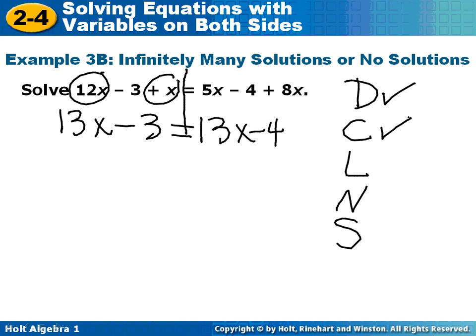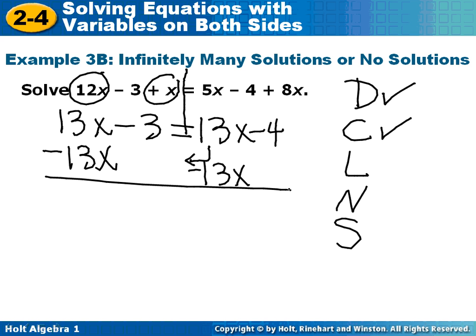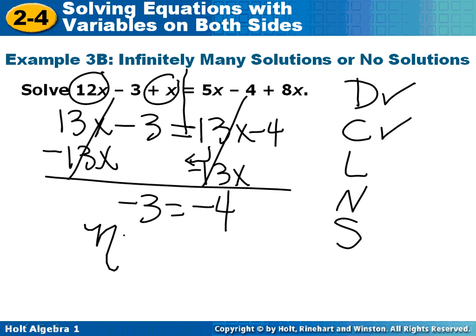L stands for letters to the left. The 13x needs to be moved to the left. Since it's positive, I'm going to subtract it from each side. Uh-oh, I see a problem here. The 13x's cancel on the left. The 13x's cancel on the right. Finally, we have -3 is equal to -4. I do not believe -3 is equal to -4, nor will it ever be. So this solution is no solution.